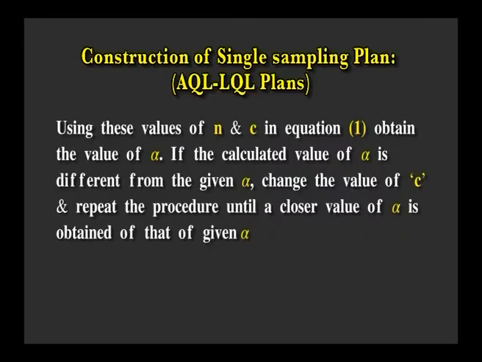Using these values of n and c in equation 1, obtain the value of alpha. If the calculated value of alpha is different from the given alpha, change the value of c and repeat the procedure until a value of alpha close to the given alpha is obtained. So, that pair n and c is the selected parameters of the single sampling plan.